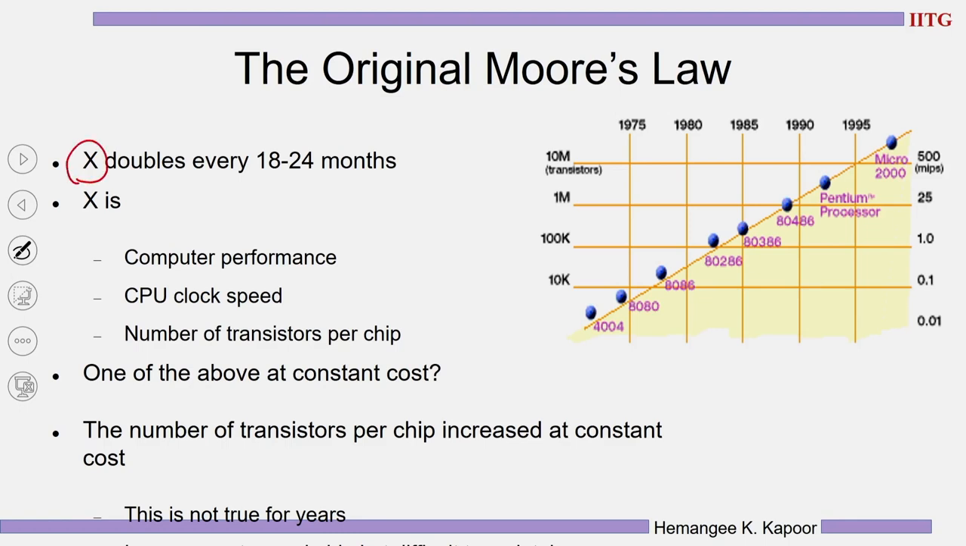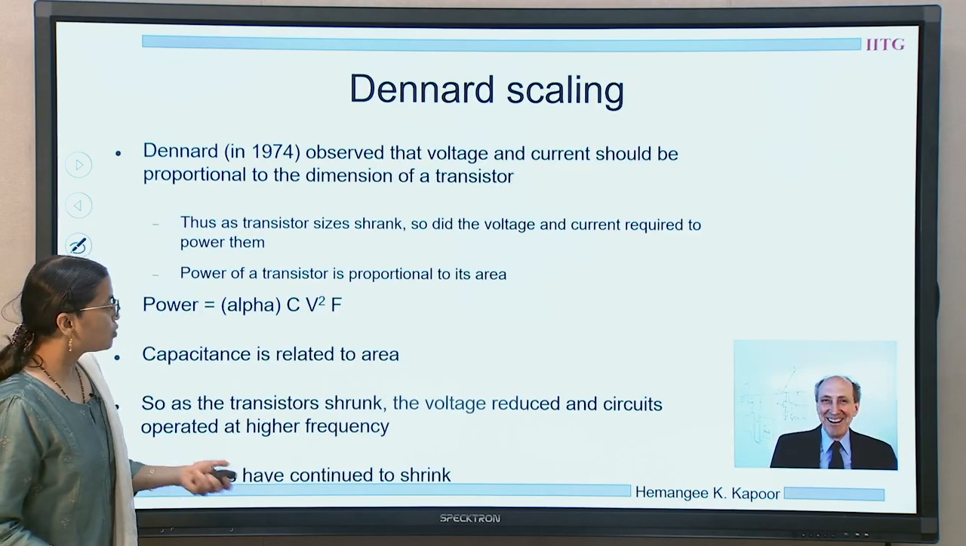So what is the every 24 months? So what is this X? It could be the computer performance. I can say the clock speed, that is the frequency doubles, the computer performance doubles, or the number of transistors on the chip doubles. So there is a factor which doubles every 24 months. And we are enjoying this improvement at a constant cost. The cost never increased, right? So we got more and more transistors at the same cost as the previous generation. However, this is not true for many years, but we will first concentrate on why I had a constant cost with more and more transistors.